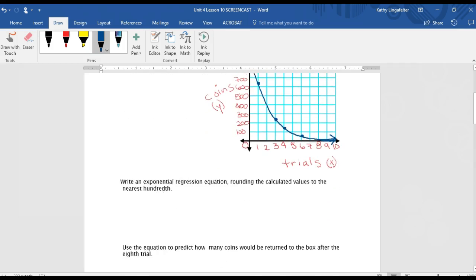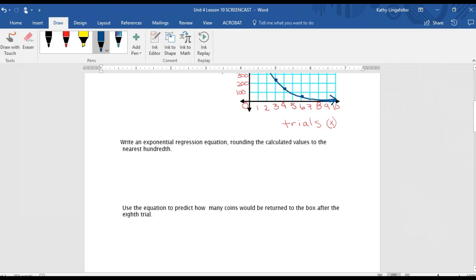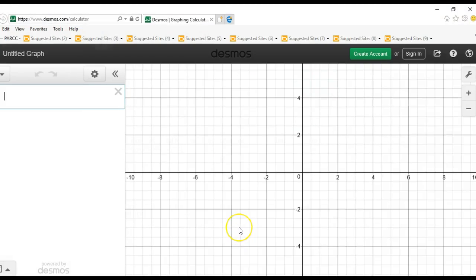The second part of this says write an exponential regression equation rounding the calculated values to the nearest hundredth. So to remind you what an exponential equation looks like, and I'm not going to write an h and a k, but it's y equals a times b to the x power. So I need an a value and I need a b value to represent this set of data. So to do that, I'm actually going to use Desmos, to have it give me my A and my B value.